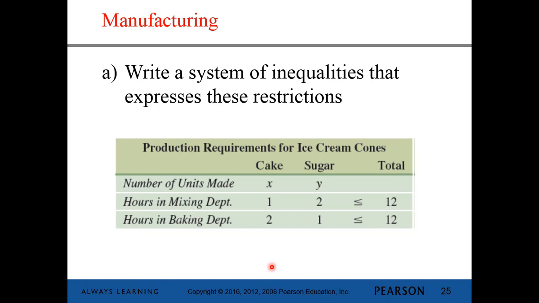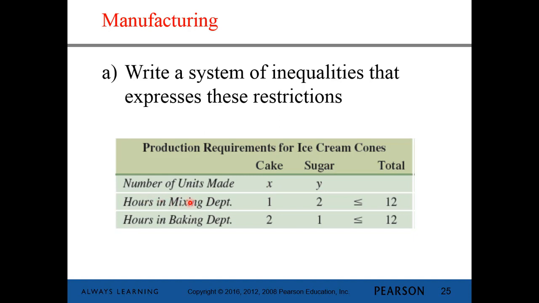So A, write the system of inequalities. In this type of application problem, we want to set up a table. The easiest way is to set up a table. We have the number of hours in each department, and then we have the type of cone that's being made. X represents the batches of cake cones, and Y represents the sugar cones. This is the number of units made, in other words, batches: x cake cones, y sugar cones.